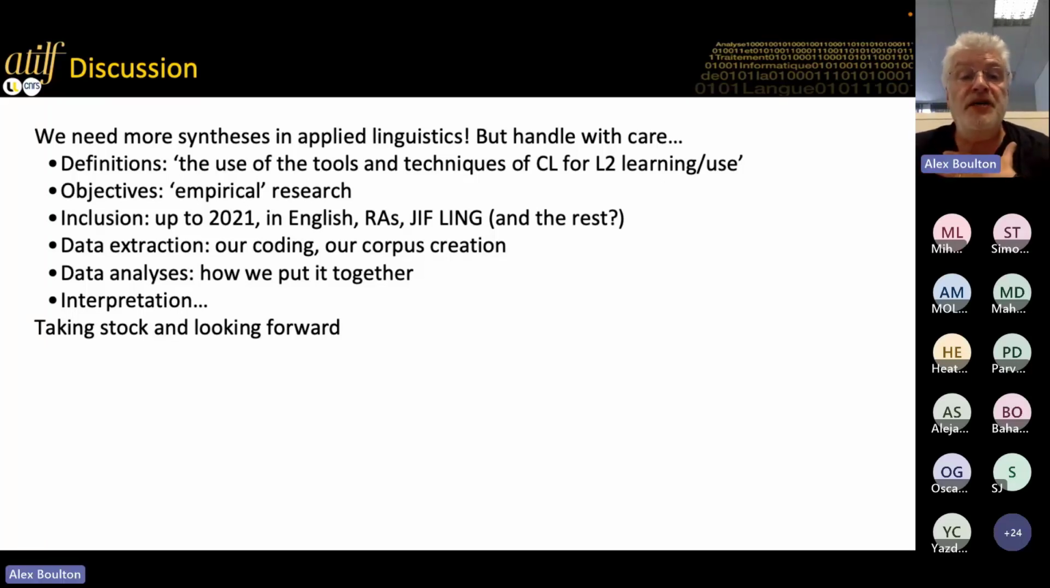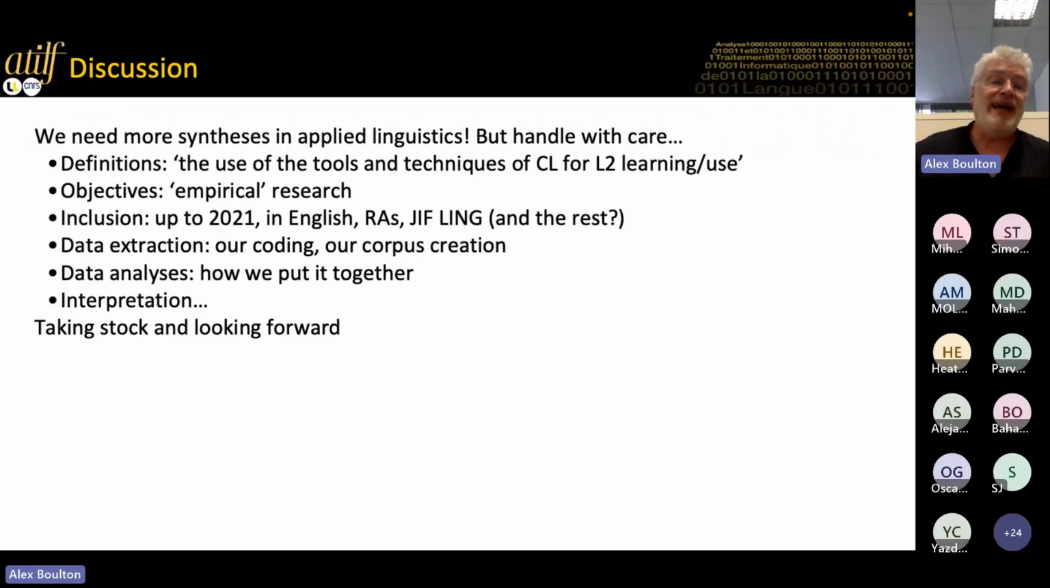Data extraction, well, this is our coding scheme and our corpus creation. Other people would code differently and could have created a different corpus. Data analyses, how you put it together, how we interpret it. So all of these things mean that our synthesis, which I presented today, is not the last word in data-driven learning, far from it.